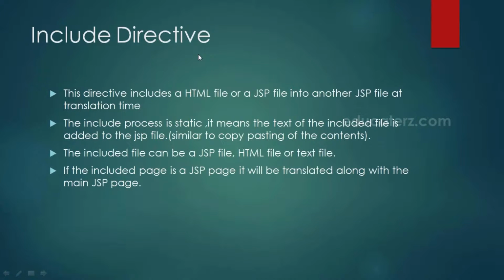So include directive is used to include an HTML file or a JSP file into another JSP file at the translation time. And this include process is static. It means the text of the included file is added to the current JSP file, like copy pasting the contents. The included file could be either a JSP file or a text file or any HTML file. If the included page is a JSP page, it will be translated along with the main JSP page.